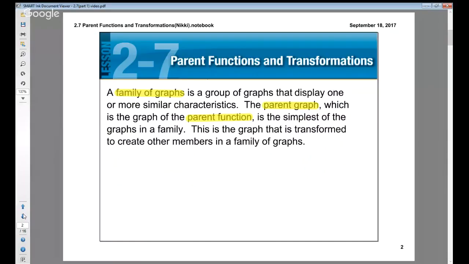So on to the next slide, we'll see a more formal definition of parent functions, or in other words, a family of functions. If I read this off, a family of graphs is a group of graphs that display one or more similar characteristics, like we explained in the first slide. The parent graph, which is the graph of the parent function, is going to be the simplest of the graphs in a family. And this is the graph that is transformed to create other members in the family of graphs. Or in other words, other members would be considered the child functions.